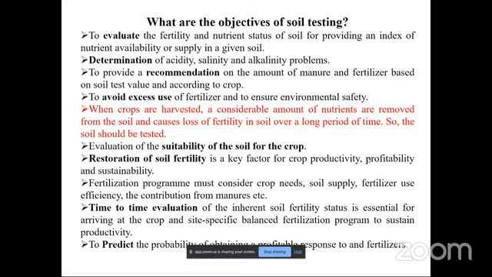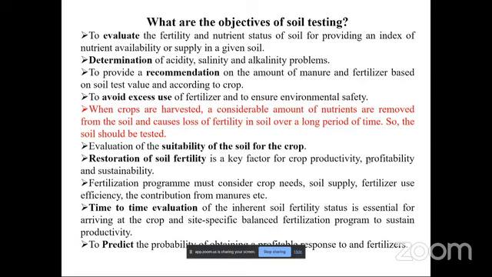What is the objective of soil testing? It is helpful in evaluation of soil fertility status, which provides us the index of soil nutrients which are present in a piece of soil. The second thing is the determination of acidity, salinity, alkalinity. As I discussed, the soil pH scale consists of 0 to 14. 0 to 6 is considered an acidic condition, 6 to 7 is a neutral condition, and from 7 to 14 it's an alkaline condition.